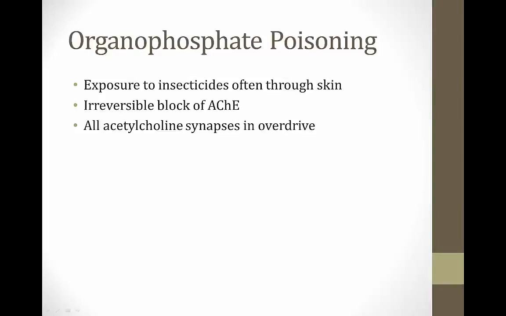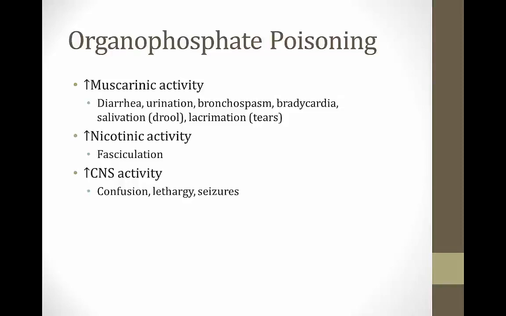So organophosphates are found in insecticides, and farmers can get exposed if they get the insecticide on their skin and it gets absorbed by the body. These compounds irreversibly block acetylcholinesterase, and as a result, they put all acetylcholine synapses into overdrive. The different symptoms relate to the different activity of the acetylcholine receptors.